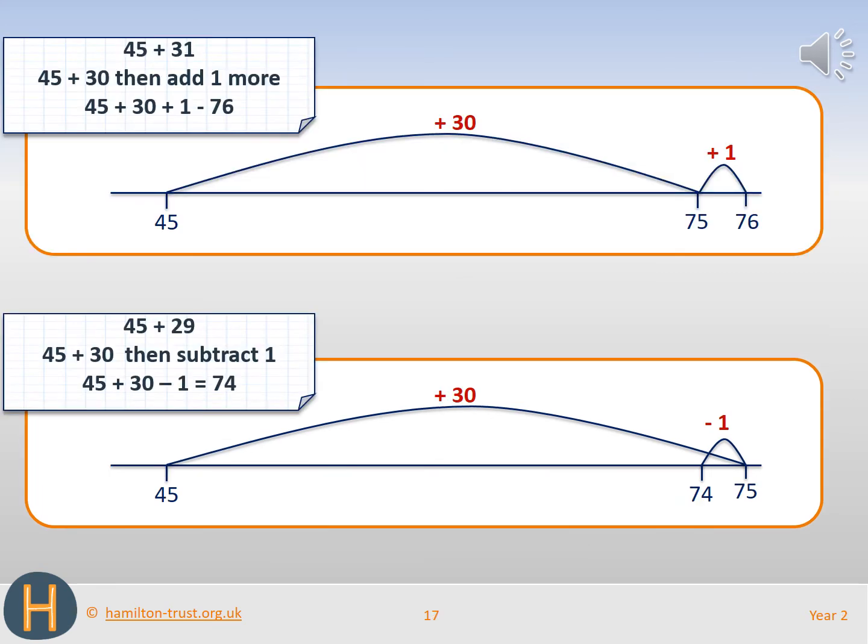So that's the end of part 1. I've left 2 examples on the board here for you to have a look at. 45 add 31. So that's a near multiple of 30, so we added 30 and then added on 1. And 45 add 29. So 29, remember, is a near multiple of 30 and it is 1 less, so we use subtraction.